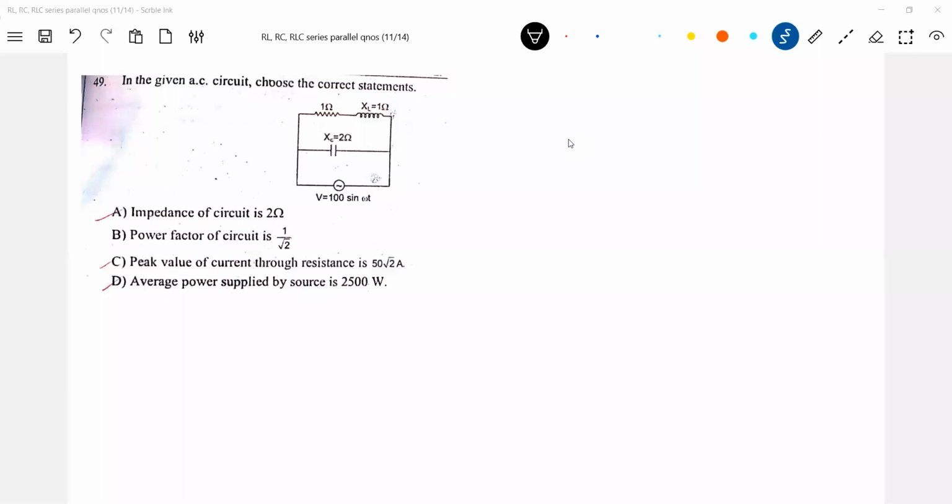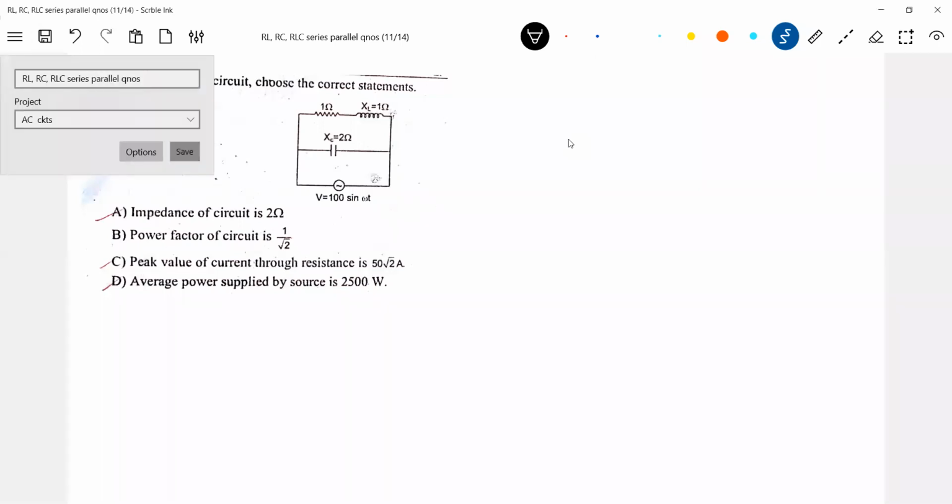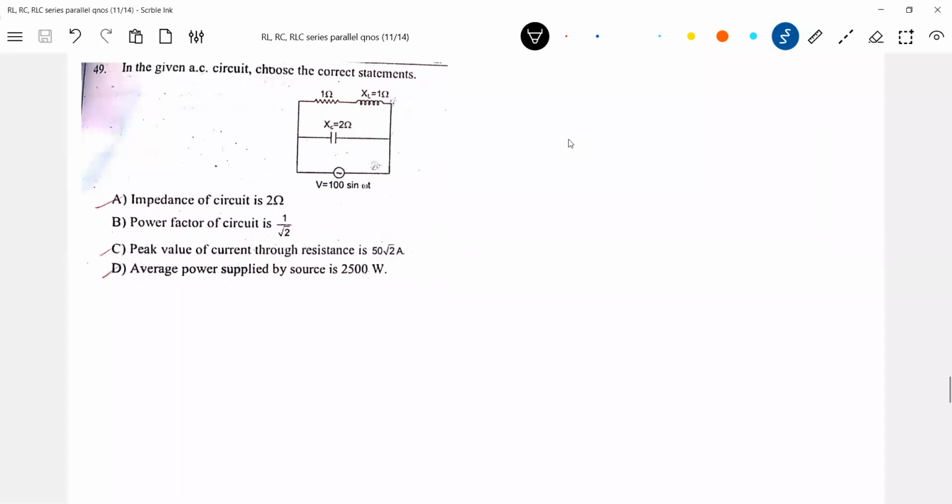Circuit, choose the correct statements. Impedance, power factor, everything is being asked here. So what to do with parallel circuits? If you know complex numbers, how to apply them? Very easy, provided you work it out with complex numbers. Without complex numbers also, we can find the answers.